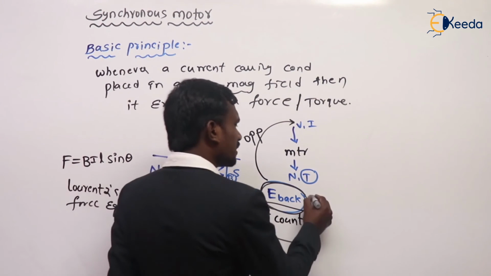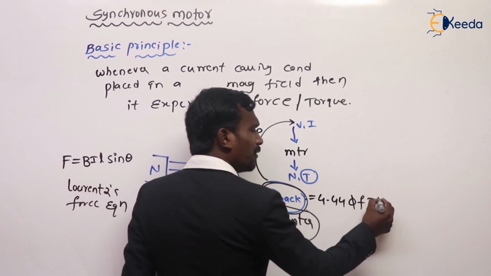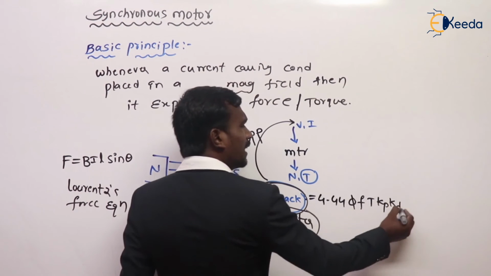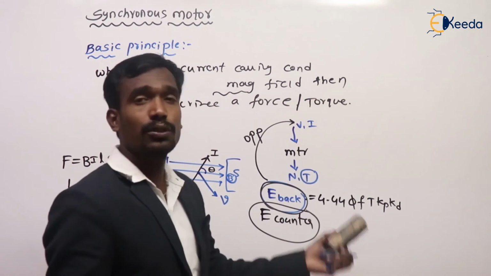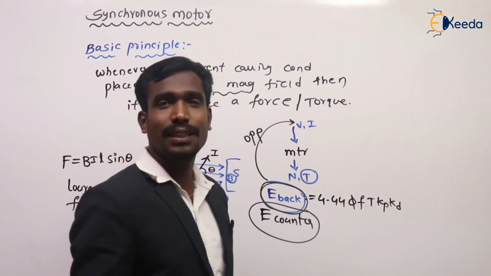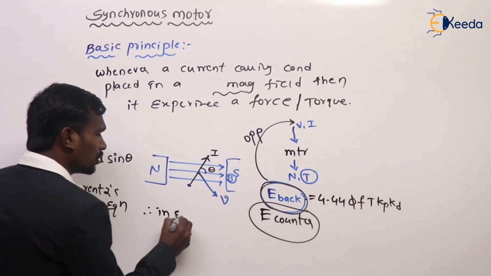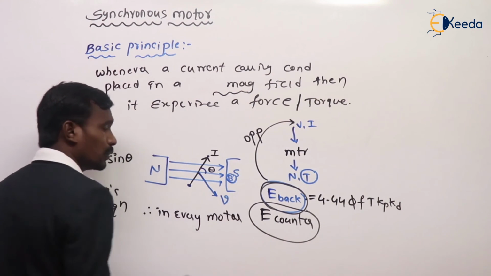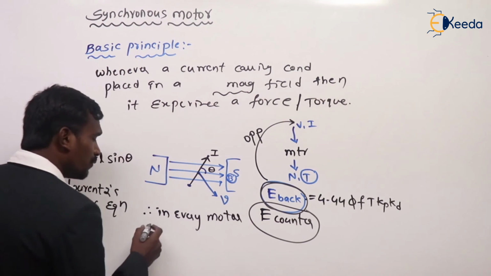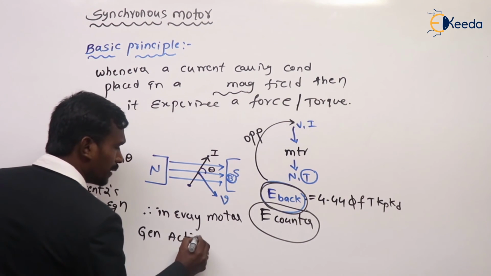The EMF equation is the same again. There is no change: 4.44 phi F T Kp and Kd, everything is the same. But this is in the opposite direction, that's why it is called back EMF. So what is the conclusion? In every motor, what happens? If you take a motor, in every motor, generator action will take place.